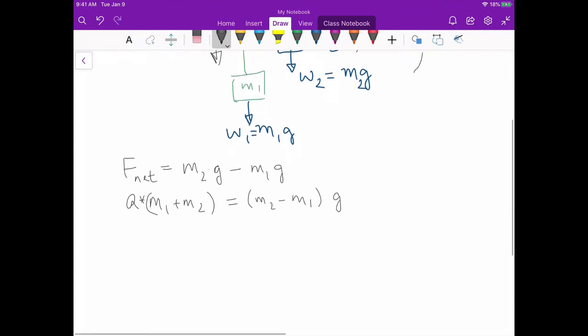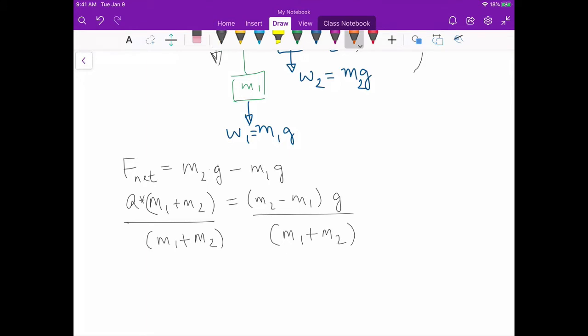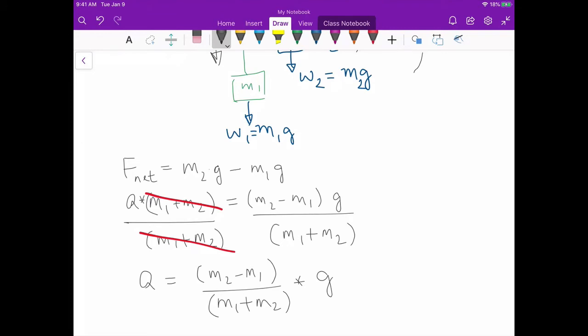Then if I divide both sides of this equation by m1 plus m2, that is the total mass, I can eliminate it on this side. Therefore the acceleration of the system is going to be equal to mass 2 minus mass 1 divided by mass 1 plus mass 2, multiplied by g. Keep in mind when you are putting it in your calculator, don't forget the parentheses. In this way we are going to find the acceleration in our experiment.